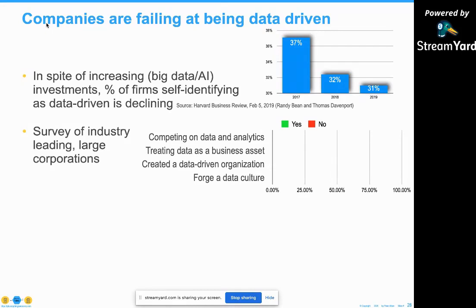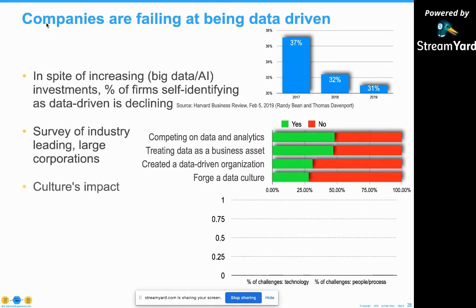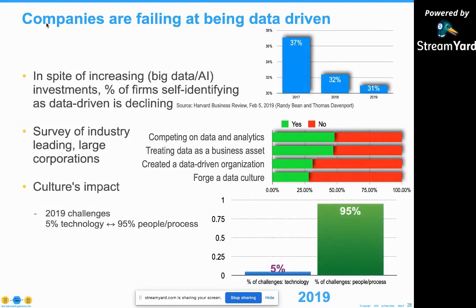In fact, when we ask other questions around this, are you competing on data and analytics? The majority say no. Are you treating data as a business asset? Again, the majority say no. Are you creating a data-driven enterprise? Are you forging a data-driven culture? These are obviously things that are not there. But here's the important piece. On his 2019 survey, he said it's 5% technology and 95% people and process. I'm glad you reacted the same way you did. I reacted exactly the same way, Sandeep.